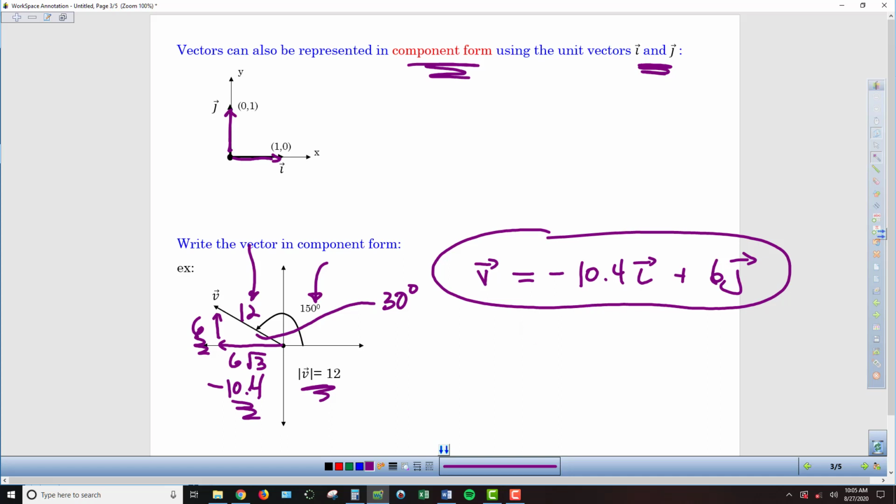We could also, sometimes we'll see it written in an ordered pair format. Whoops, got a little lag there. So negative 10.4, comma, 6, if we stay with our 3 decimal place rule, 3 sig figs. So we can write it in this kind of bracket format here as well.